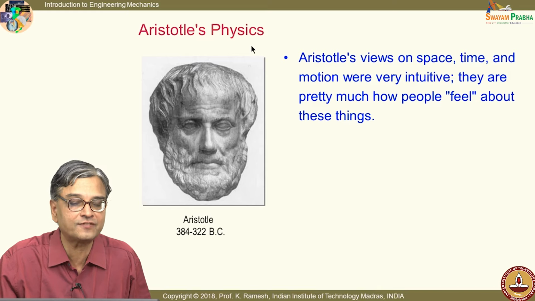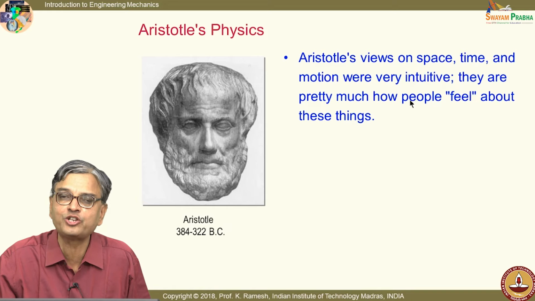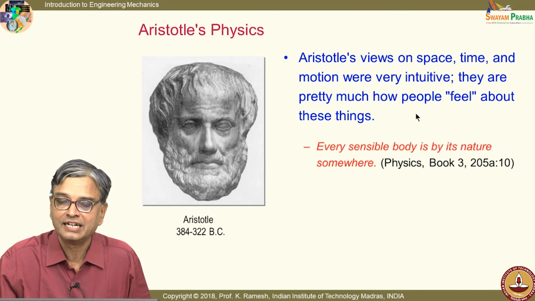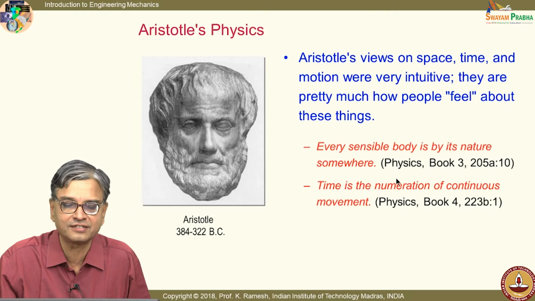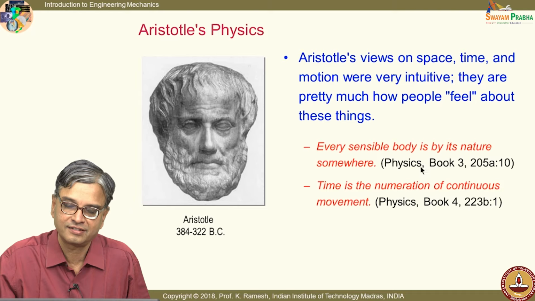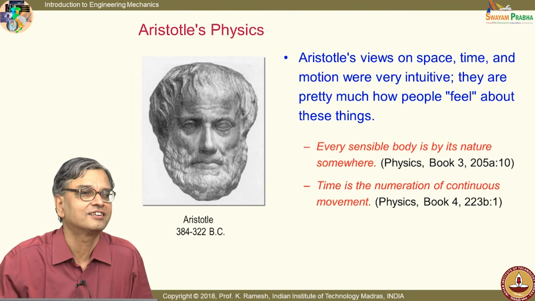You had Aristotle's physics. This started in 350 BC or so. Aristotle's views on space, time and motion were very intuitive. That means everybody will agree with what he says. These are the statements that he has made. They are very, very abstract in nature. Every sensible body is by its nature somewhere. Time is the numeration of continuous movement. Very, very abstract ideas.